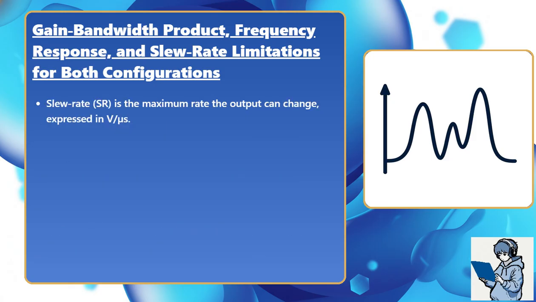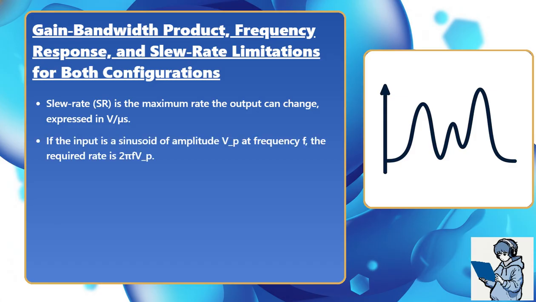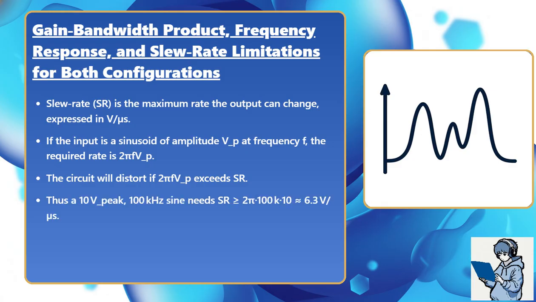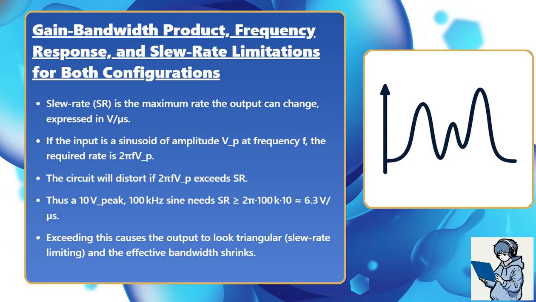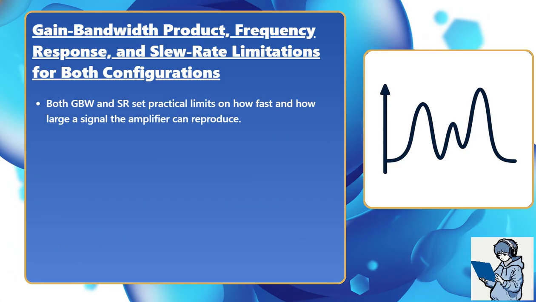Slew rate SR is the maximum rate the output can change, expressed in volts per microsecond. If the input is a sinusoid of amplitude V_p at frequency f, the required rate is 2 pi f V_p. The circuit will distort if 2 pi f V_p exceeds SR. Thus, a 10-volt peak, 100 kHz sine needs SR greater than or equal to 2 pi times 100 kHz times 10, approximately 6.3 volts per microsecond. Exceeding this causes the output to look triangular, slew rate limiting, and the effective bandwidth shrinks. Both GBW and SR set practical limits on how fast and how large a signal the amplifier can reproduce.